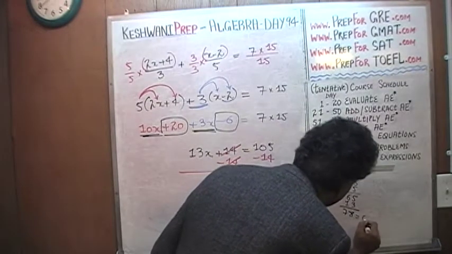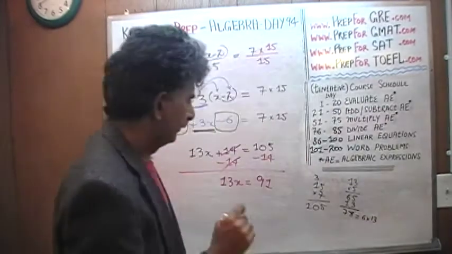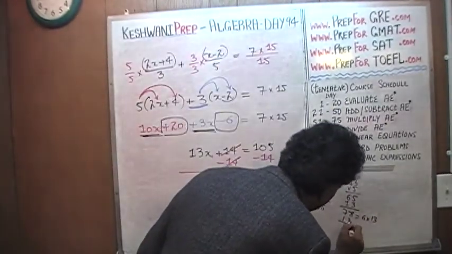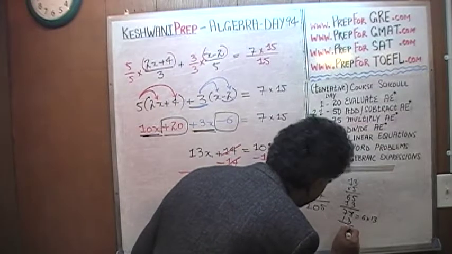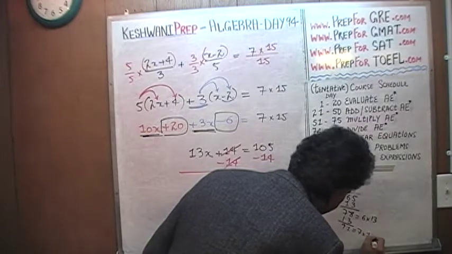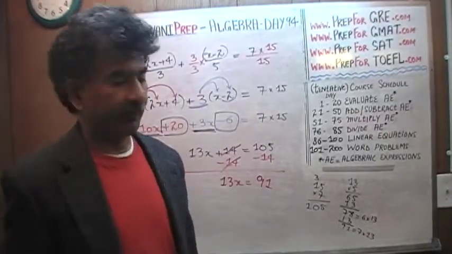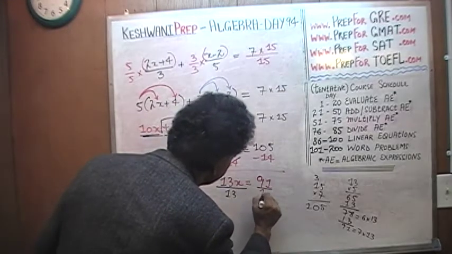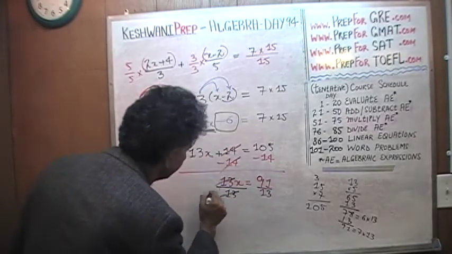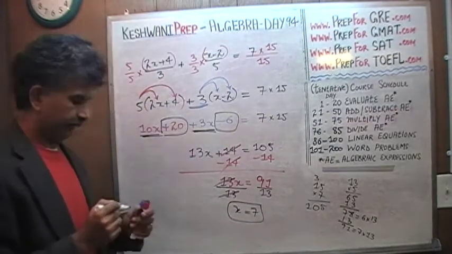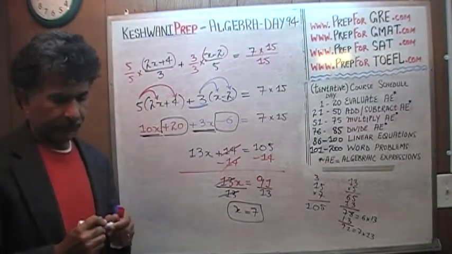So 78 represents 6 13s. We're not there yet. We need 91. Let's add one more 13. 8 plus 3 is 11. There you go. We're getting the same in the 91. Therefore 91 apparently is 7 13s. So if you divide both sides by 13, 13 will cancel out and x equals 7. That's our answer. X equals 7.